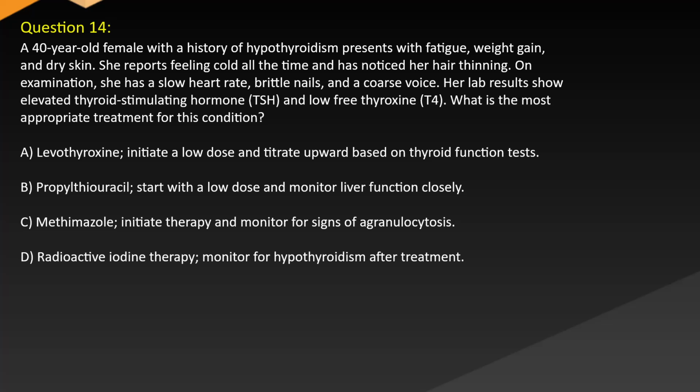A. Levothyroxine. Initiate a low dose and titrate upward based on thyroid function tests. B. Propylthiouracil. Start with a low dose and monitor liver function closely. C. Methimazole. Initiate therapy and monitor for signs of agranulocytosis. D. Radioactive iodine therapy. Monitor for hypothyroidism after treatment.